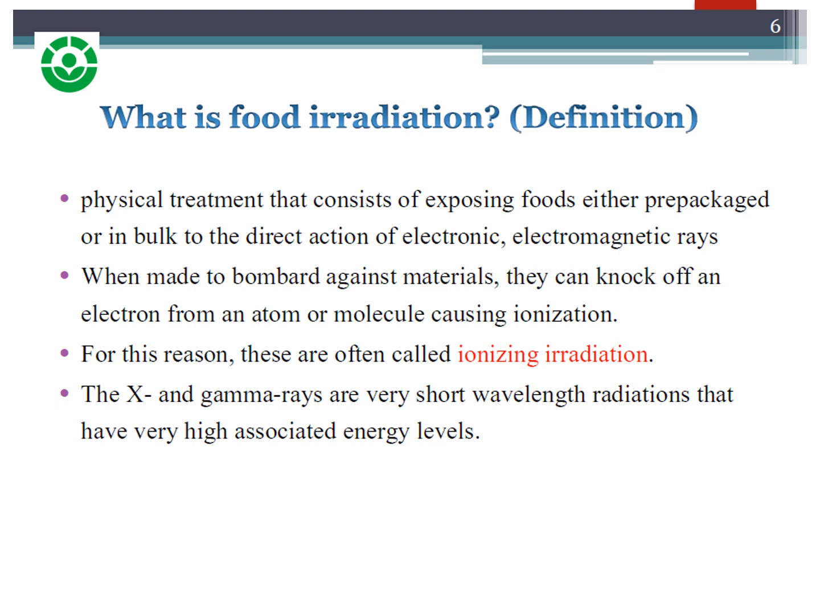As we were told in the previous slide, ionizing radiation is used for the food irradiation process. So, this is the explanation of ionizing irradiation. X-rays and gamma rays are very short wavelength radiations that have very high associated energy levels. That is why we are particularly using X-ray, gamma ray and electron beam for food irradiation, because these are very short wavelength with high energy levels. So we are using these as a source.